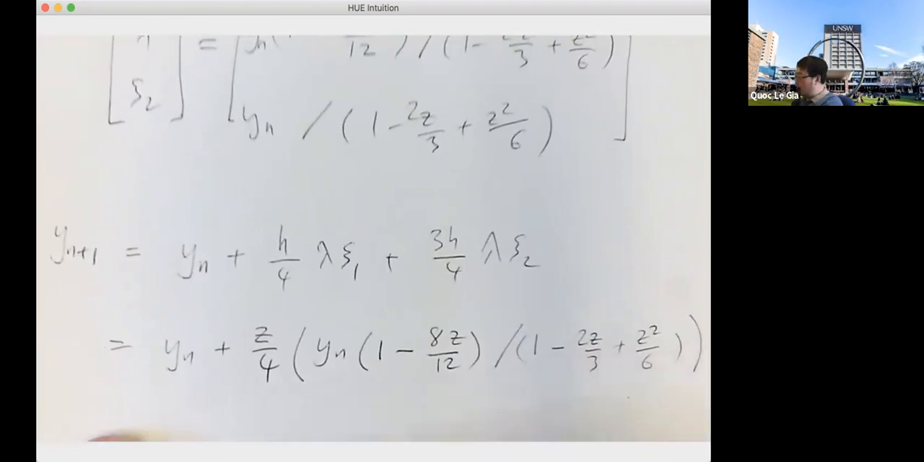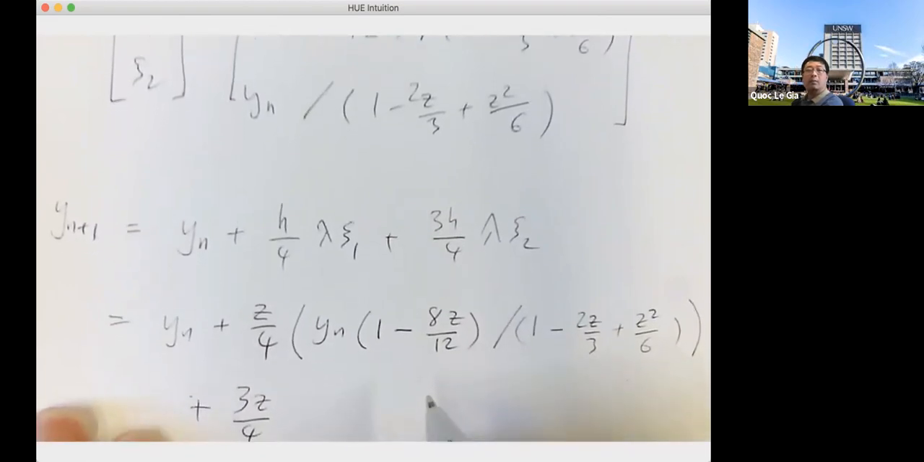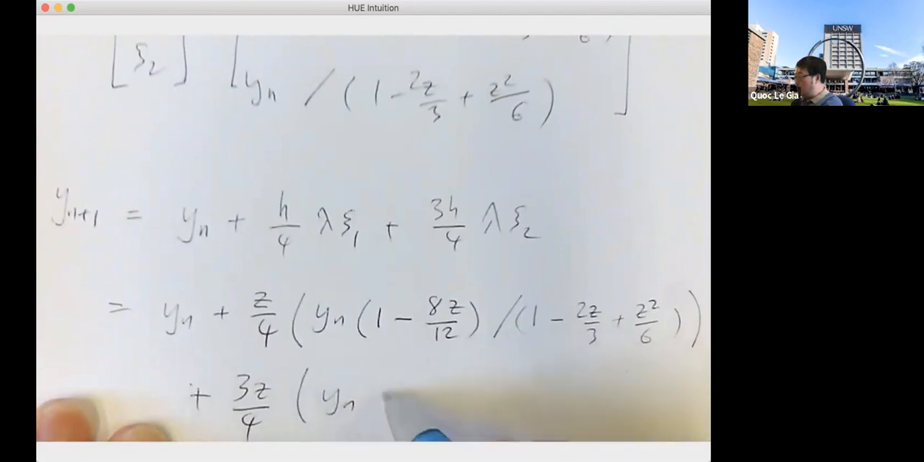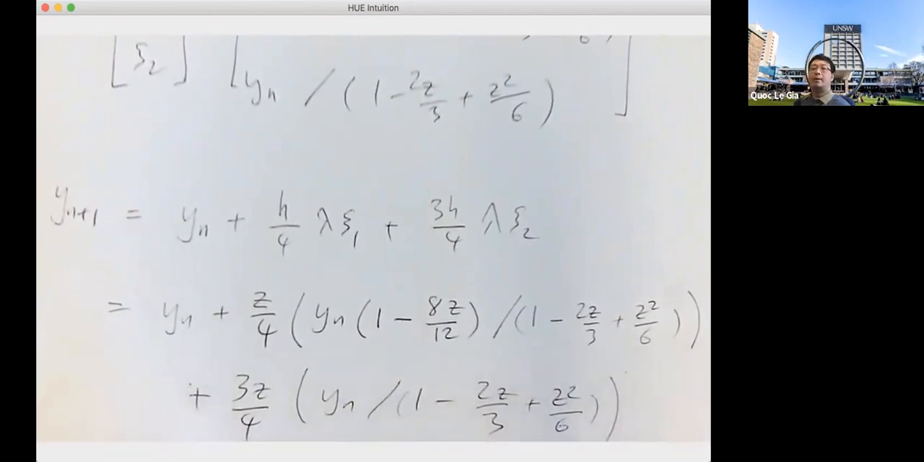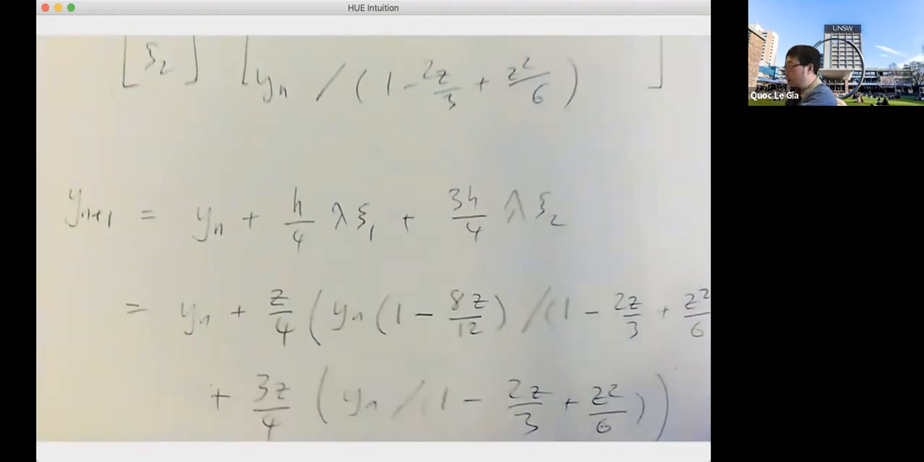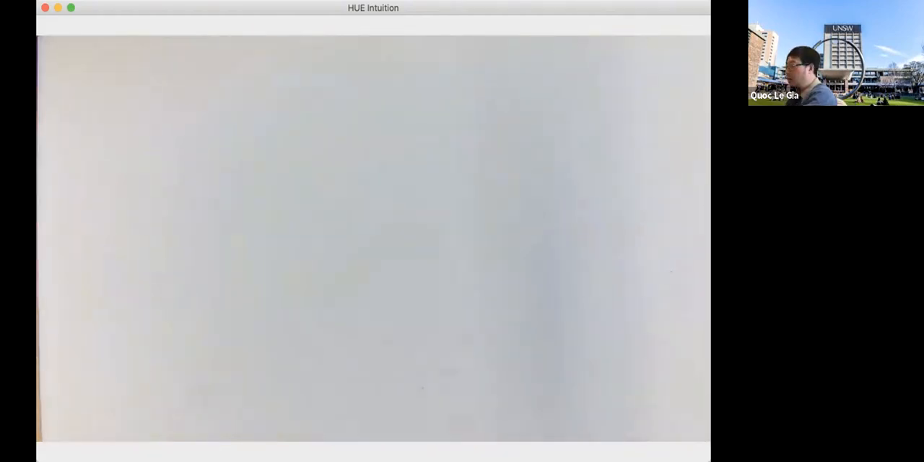And then plus 3z over 4 times xi2. So xi2 is yn divided by 1 minus 2z over 3 plus z squared over 6. Okay, so now I need to simplify it. You see everything is now just in terms of z and yn, and I want to simplify it to see what happened. Let's see whether we get the correct result. This is a bit tricky. So we got yn plus 1.